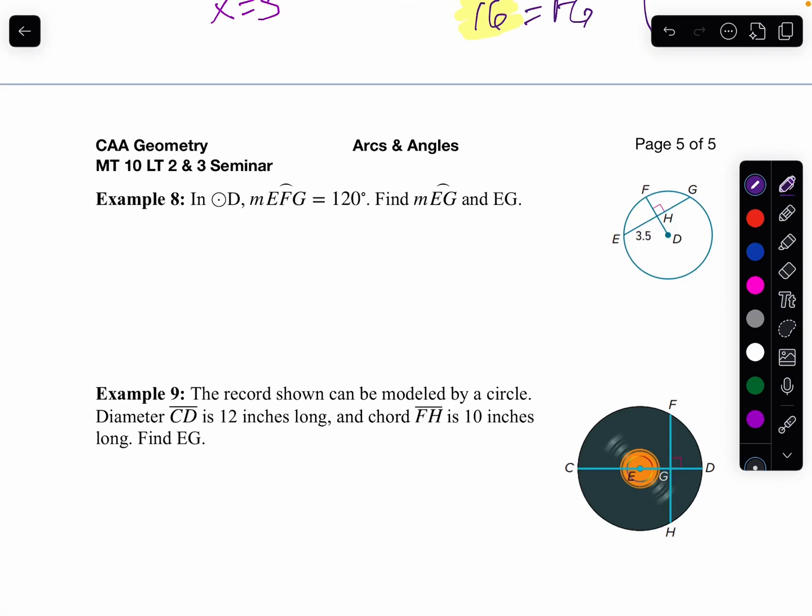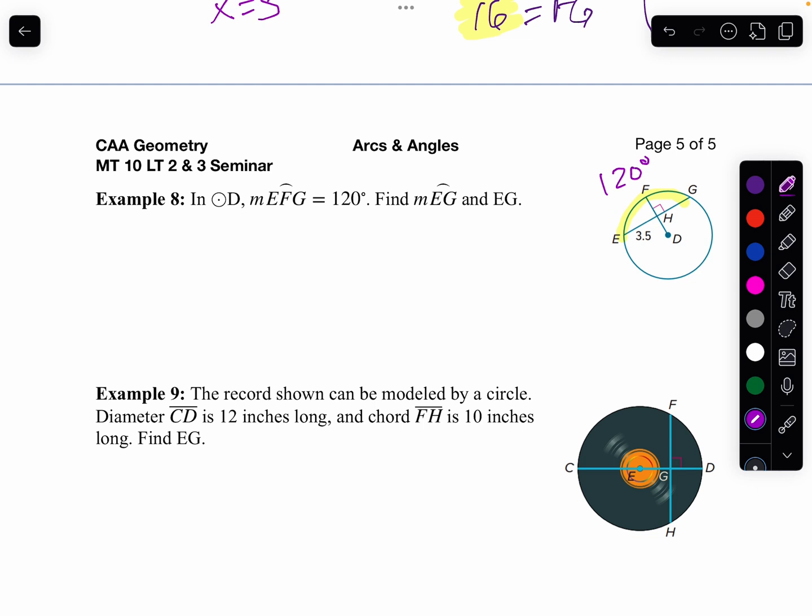On example 8, we know arc EFG is 120 degrees. So I know that's 120. And I want to find EG and arc EG. Notice D to F is a radius. And it's perpendicular. Since it's perpendicular to the chord, I know it bisects the angle and the chord.